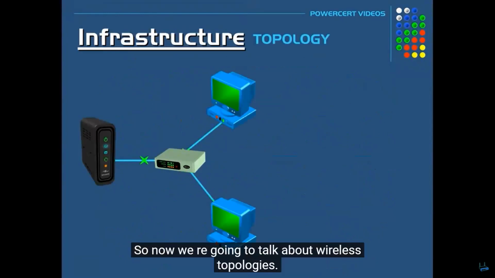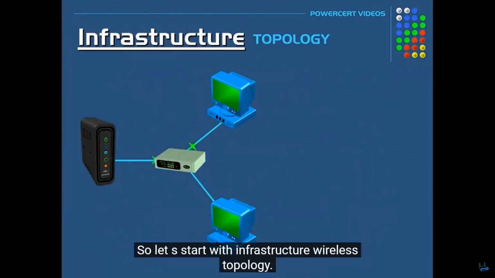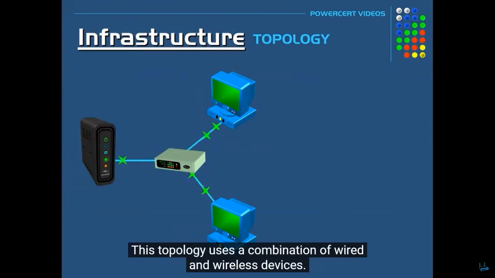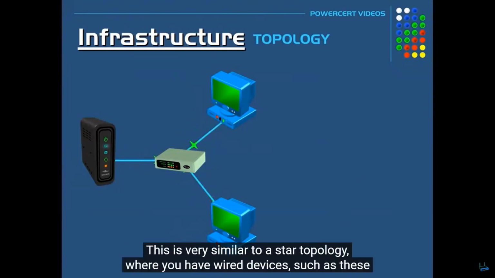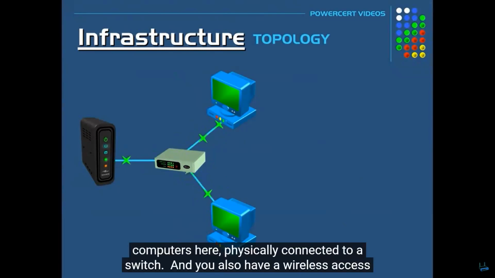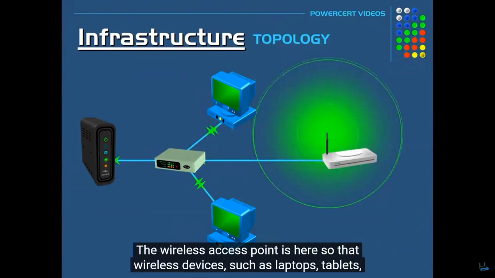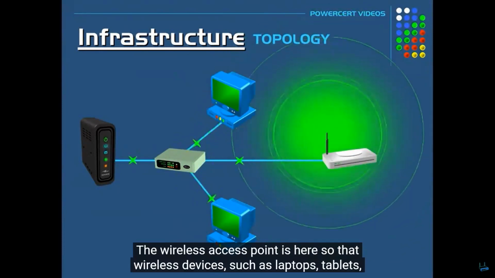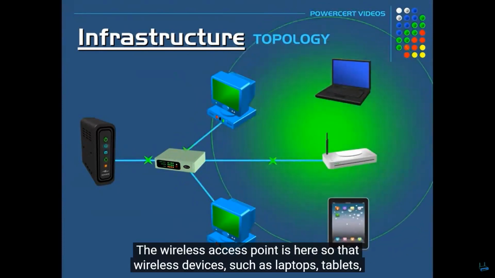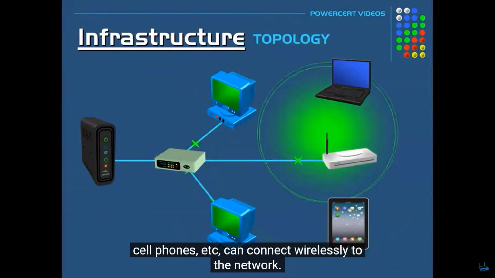So now we're going to talk about wireless topologies. So let's start with the infrastructure wireless topology. Now this topology uses a combination of wired and wireless devices. This is very similar to a star topology, where you have wired devices such as these computers here physically connected to a switch. And you also have a wireless access point that's also connected by a cable to the same switch. The wireless access point is here so that wireless devices such as laptops, tablets, cell phones, etc. can connect wirelessly to the network.